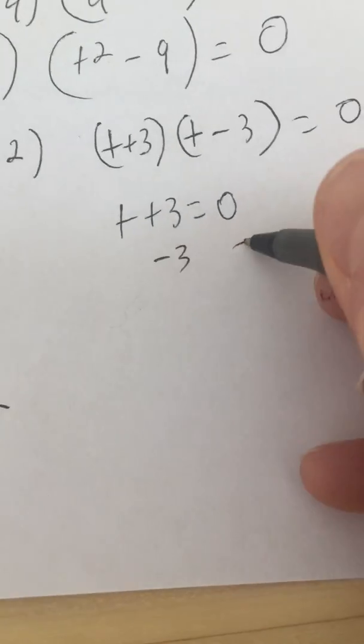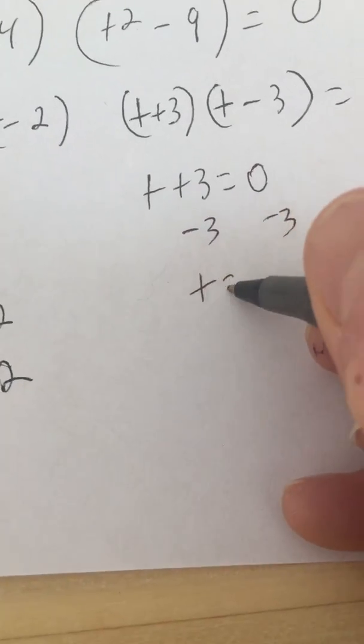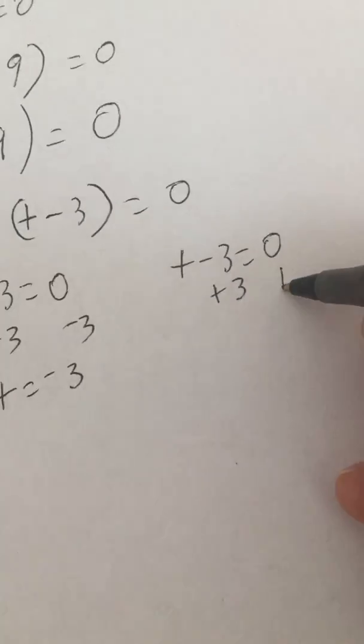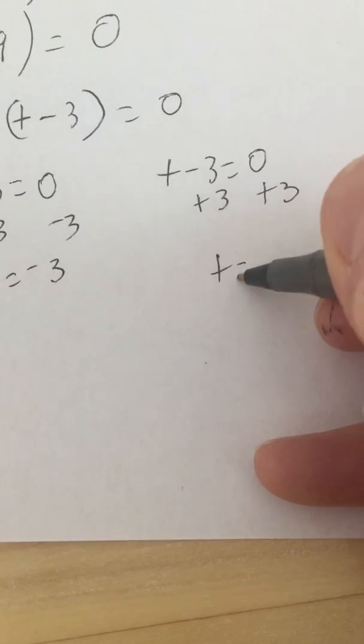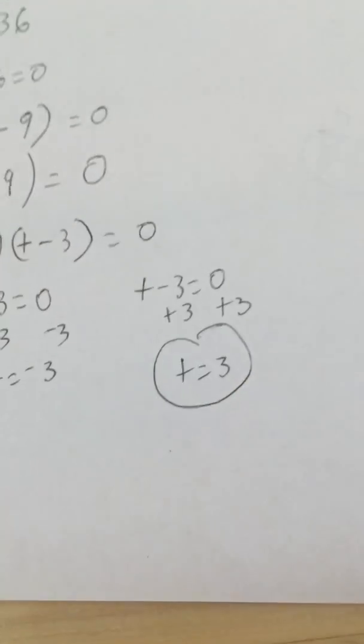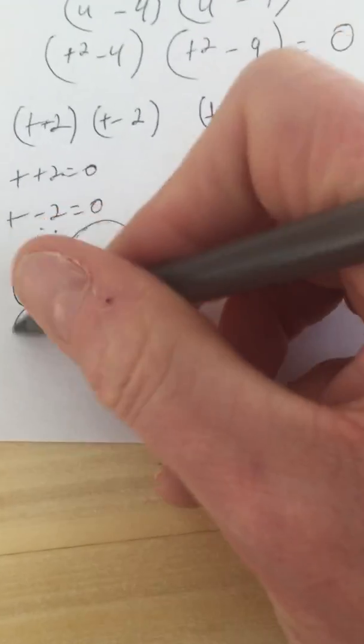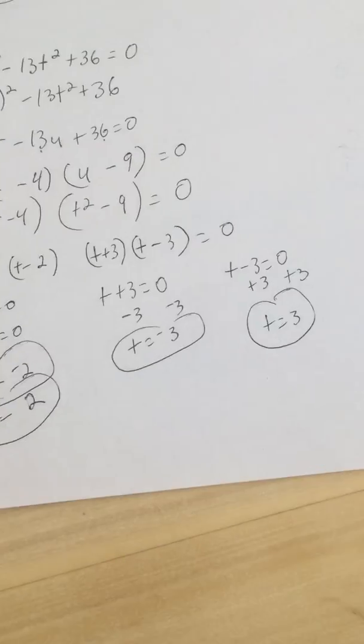So minus 3, so t equals negative 3, and then this one is going to be a plus 3 and a plus 3, so t equals a positive 3. So t equals 3, negative 3, negative 2, and 2. All right.